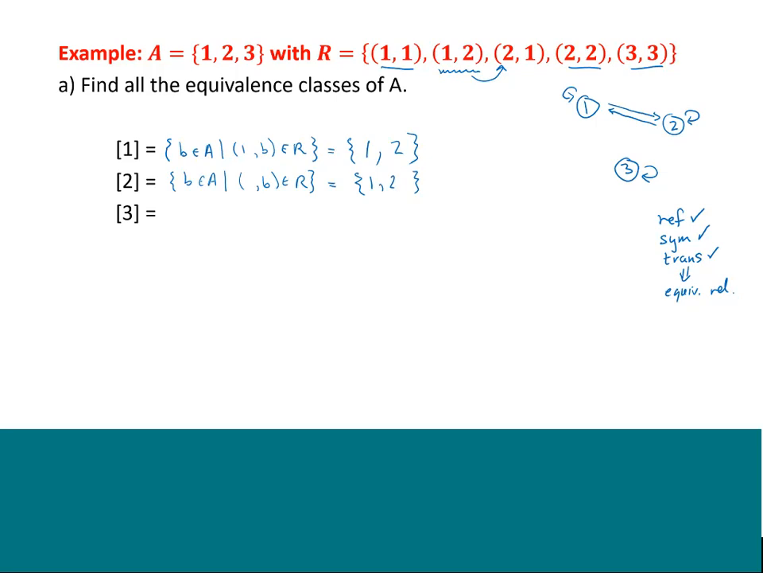So here, for the equivalence class of 2, you're going to look at who? You're going to look at all the ordered pairs that start with a 2. So there's 2, 1, and there's 2, 2. There's only 2 of them. And when you strip off those last 2 numbers, you're just going to get a 1 and a 2.